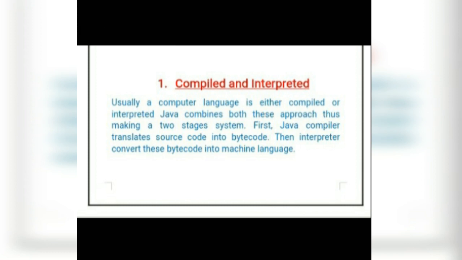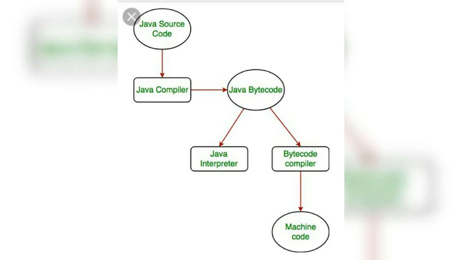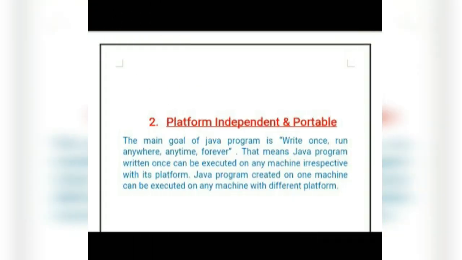My dear friends, usually a computer language is either compiled or interpreted. Java combines both these approaches, thus making Java a two-stage system. Java uses both compiler as well as interpreter. In Java, source code is not directly transferred into machine code. Firstly, it is transferred into bytecode and then into machine code. The source code is transferred into bytecode by the compiler, while bytecode is then transferred into machine code by the interpreter. My dear friends, the bytecode can be interpreted on any machine.